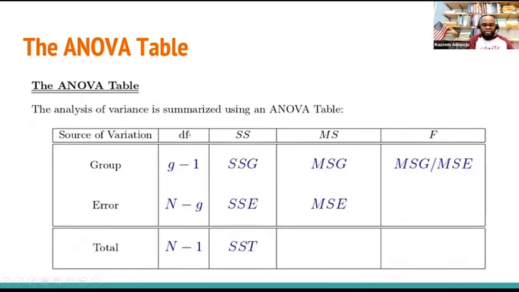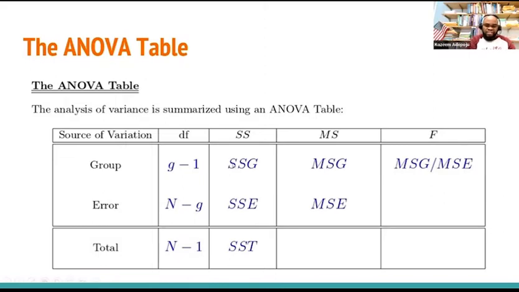And of course, in the second column, there's going to be degrees of freedom. G minus 1 is the degrees of freedom for groups. If you have 3 groups, it's going to be 3 minus 1. And this is the degrees of freedom for error, which is just going to be the big N, the uppercase N here, the overall sample size, minus the number of groups. And the degrees of freedom for total is the overall sample size minus 1. Take a look at that.